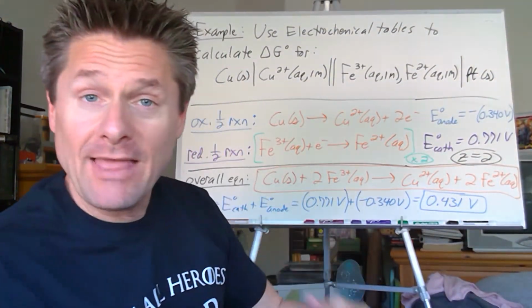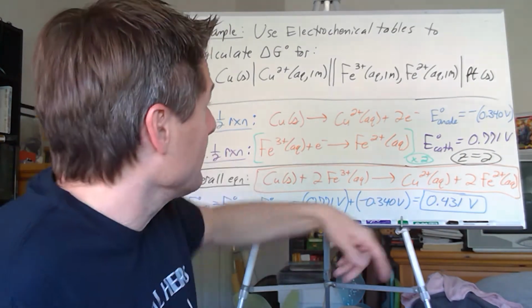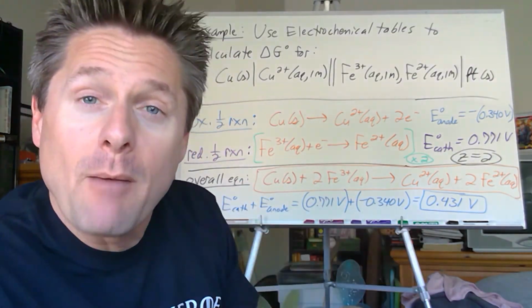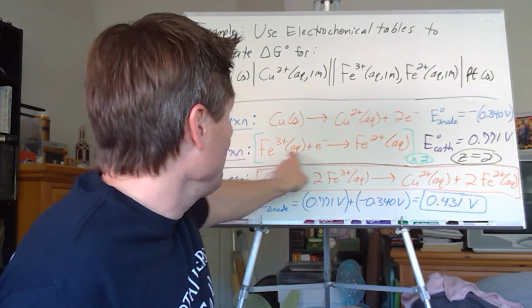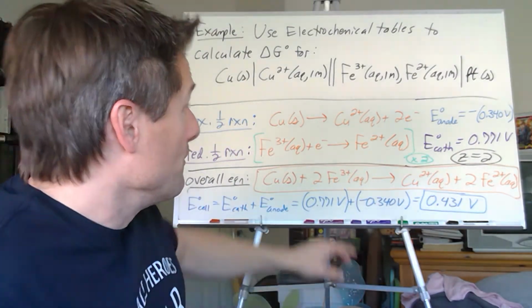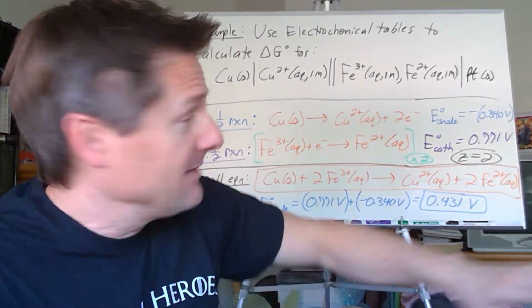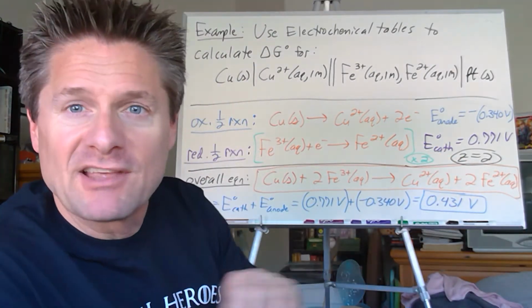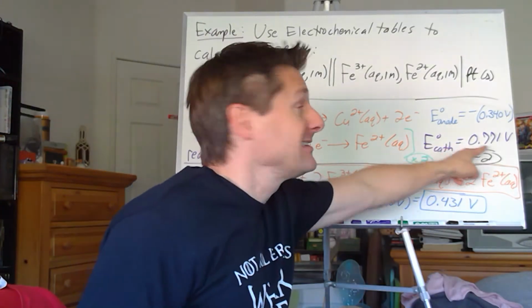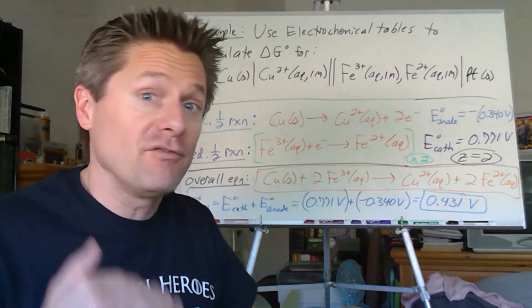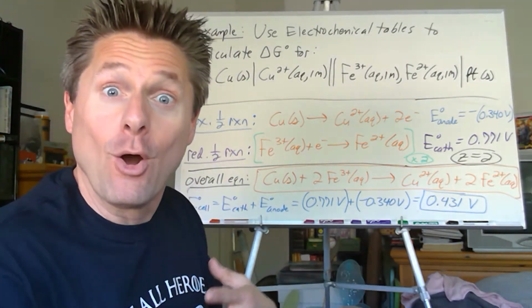Now when we add these together, remember we have to make sure the electrons cancel. 2 electrons there, 1 electron there, they don't equal each other, so the common multiple is 2. So I have to multiply my reduction half reaction by 2. That's why you have the times 2 there. And again, these electropotentials are intensive properties. Doesn't matter if you multiply it by 2. That still stays as 0.771 volts. The height of the waterfall doesn't change if you double the amount of water going over it.